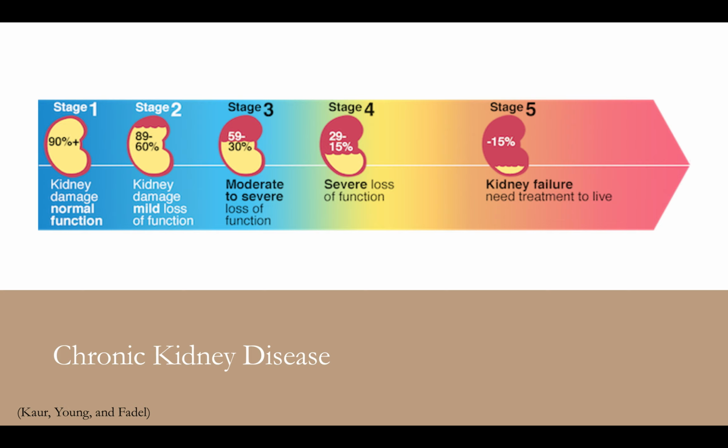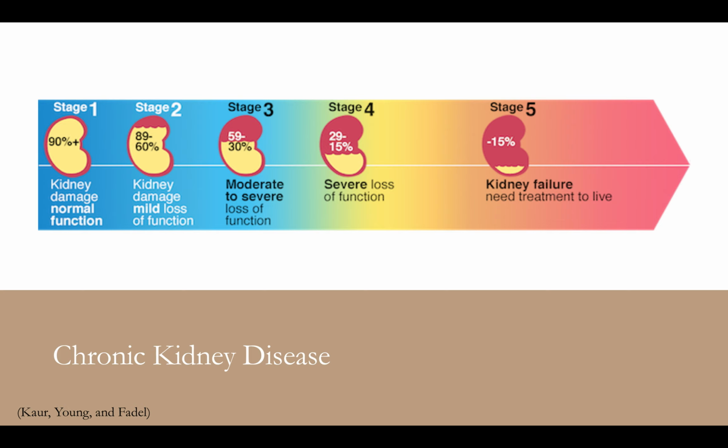Chronic kidney disease is a slowly progressing disease that is characterized by kidney damage and worsening glomerular filtration rate, or GFR. There are 5 stages of chronic kidney disease. In stage 1, there is damage to the kidneys, but GFR remains normal. In stage 2, there is kidney damage and mild loss of function with a GFR functioning at 60 to 89%.